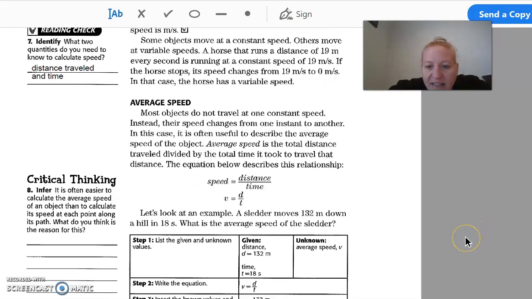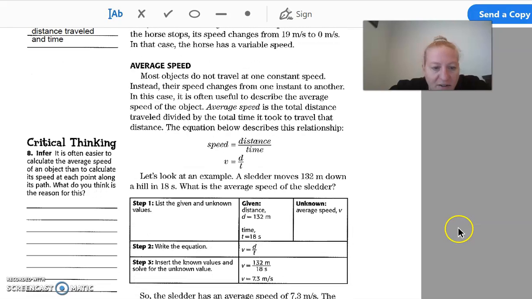Let's look at the example. A sledder moves 132 meters down a hill in 18 seconds. What is the average speed of the sledder? Okay, so let's look at this. We list the given and unknown. Given is 132 meters and time is 18 seconds. We do not know the average speed. Write down the equation. Speed equals distance divided by time, or V equals d over t. Insert the known values. We know that 132 meters divided by 18 seconds equals the speed of 7.3 meters per second.